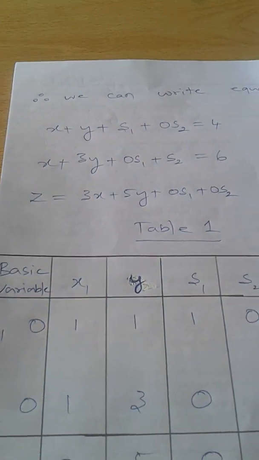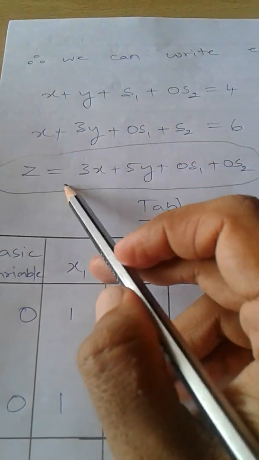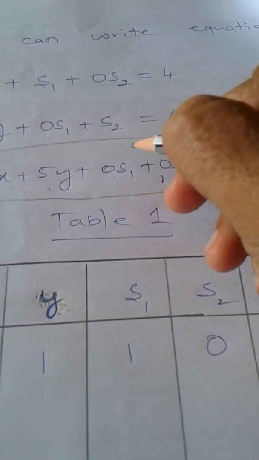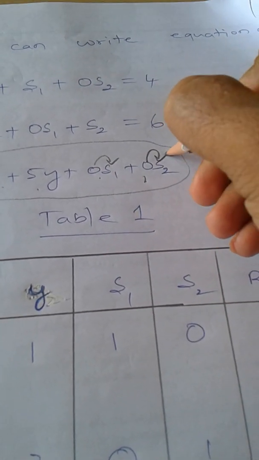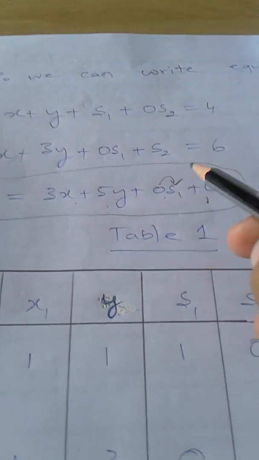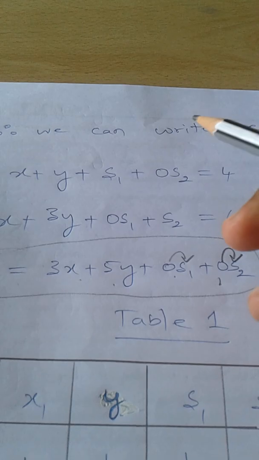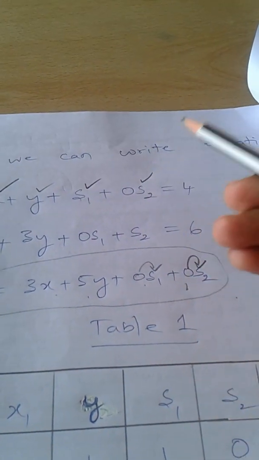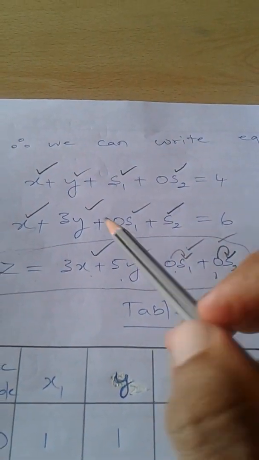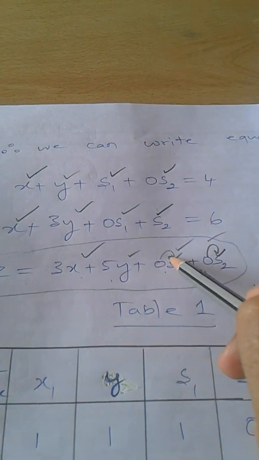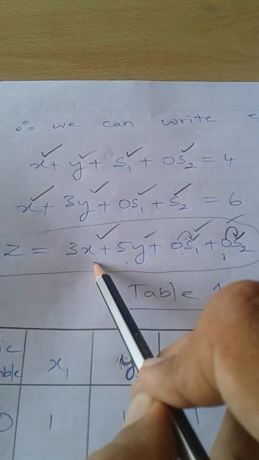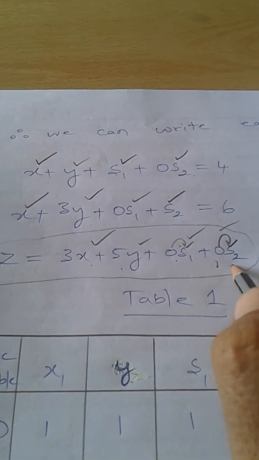Now similarly we also have to formulate the Z equation. Z is equal to 3x plus 5y plus 0s1 plus 0s2. Why is this introduced? Because multiplying 0 with s1 and 0 with s2 makes no difference to this profit equation. The main intention is that all the variables, x, y, s1, s2, have to be introduced in all three equations. So here we have x, y, s1, s2, and finally even in the third equation, z is equal to 3x plus 5y plus 0s1 plus 0s2.